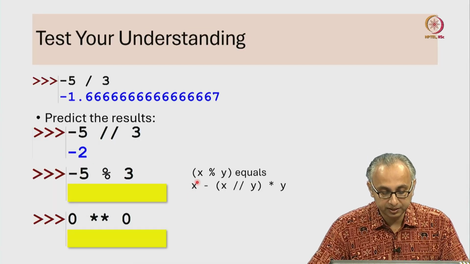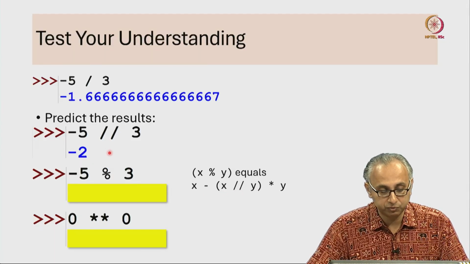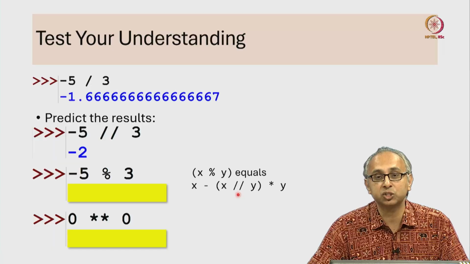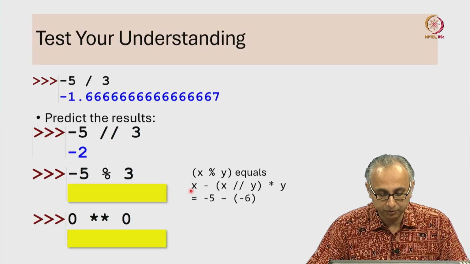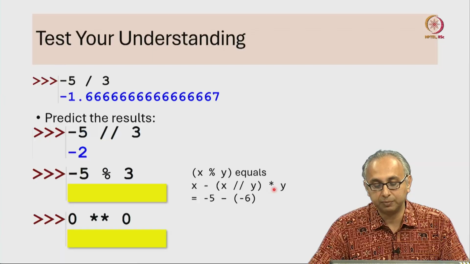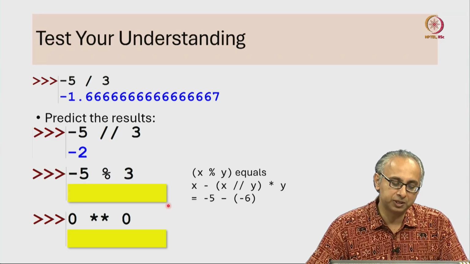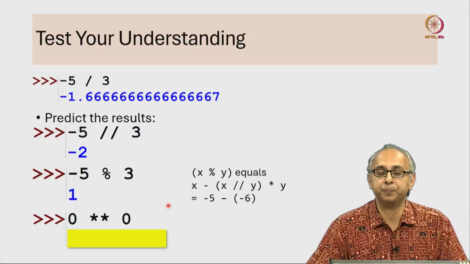So the answer is x, which is minus 5, minus this result. Well, this result we've just calculated is minus 2. So expanding this out, x is minus 5. This result is minus 2 times 3, because remember y is 3. So it is minus 2 times 3, which is minus 6. So the answer is going to be minus 5 minus negative 6. And of course, minus and minus is plus, so this will give us the answer 1.